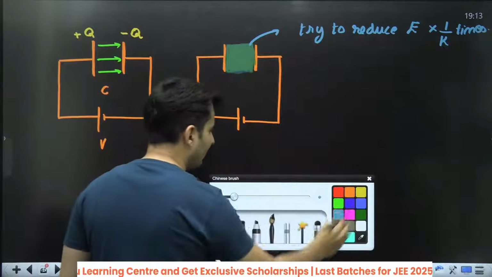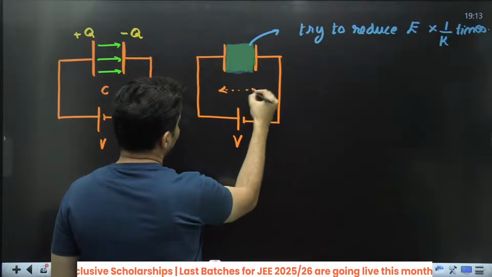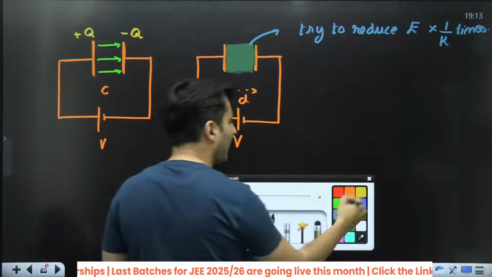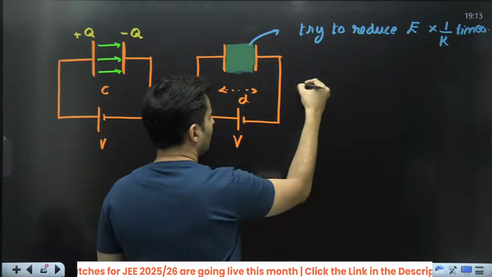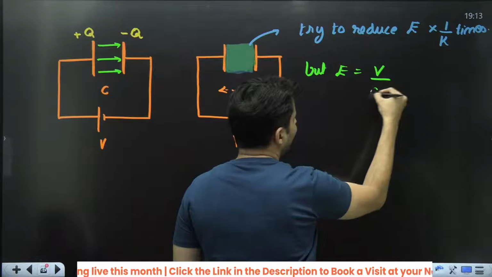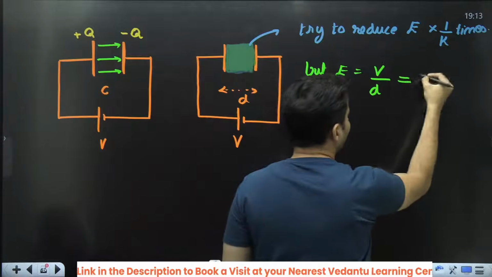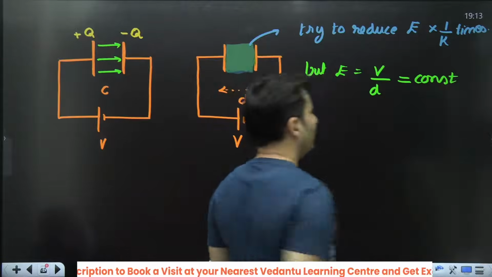But my argument is, my battery is the same. The distance between the plates is the same. How can electric field change? But electric field is voltage divided by distance. Neither the battery changes nor the distance changes. So it must be a constant.